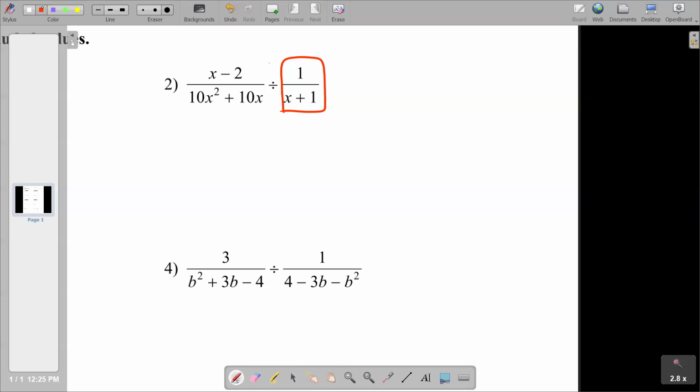Let's get to it. So anyways, back to it. This top left is going to be x minus 2. This bottom left is going to be 10x times x plus 1, right? That's just factoring. And then we're going to say that that's equal to times x plus 1 over 1, like this. So you got to be good at factoring to get through this unit on rationals. All right, factoring is the key. So we can simplify and then find excluded values, or we can find excluded values and then simplify. It really doesn't matter what order we do it in.